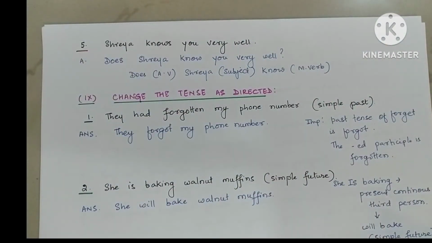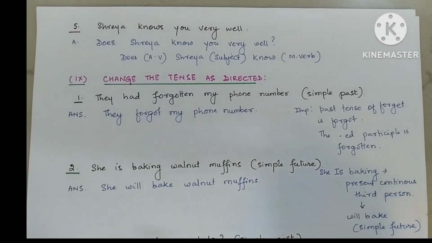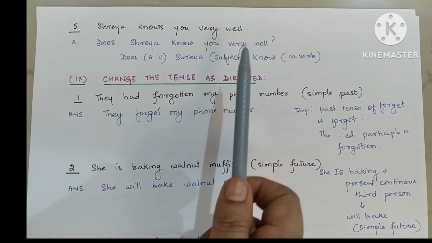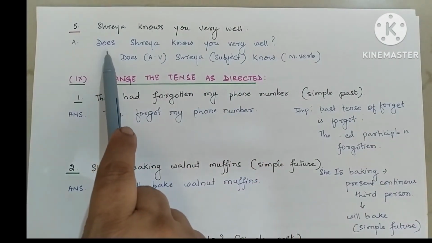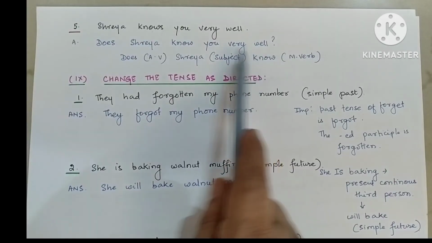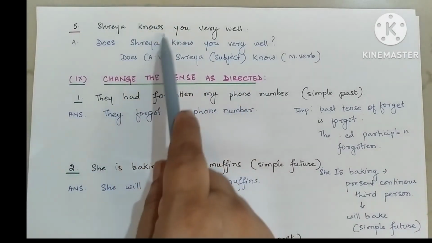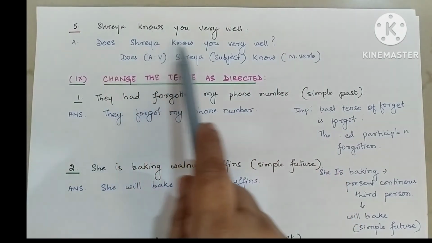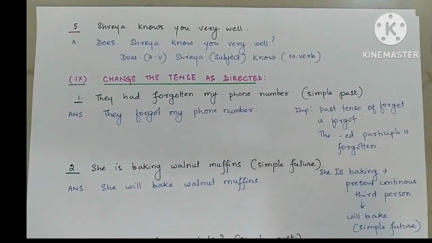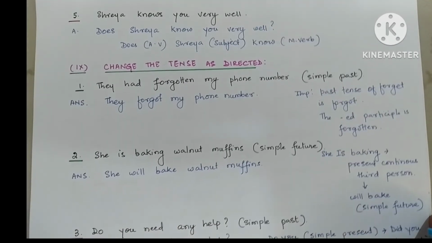Next, children, Shreya knows you very well. Because we have to change it into interrogative, it has to start with a question word. So, does Shreya know you very well? Does is the auxiliary verb, subject Shreya followed by know, which is the main verb. Does Shreya know you very well? Question mark.